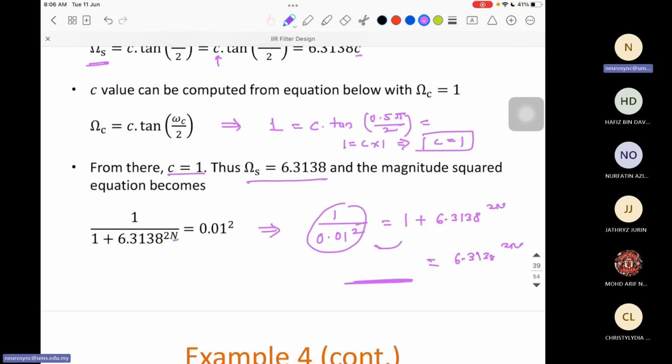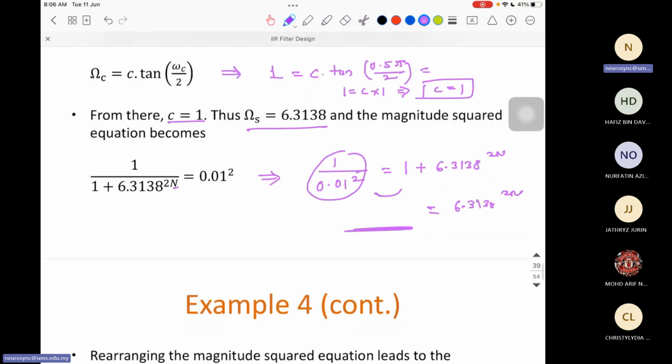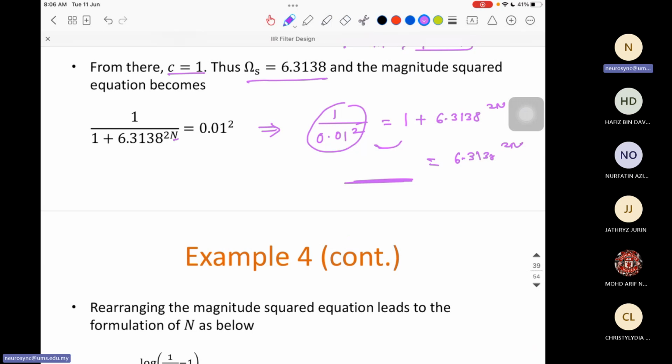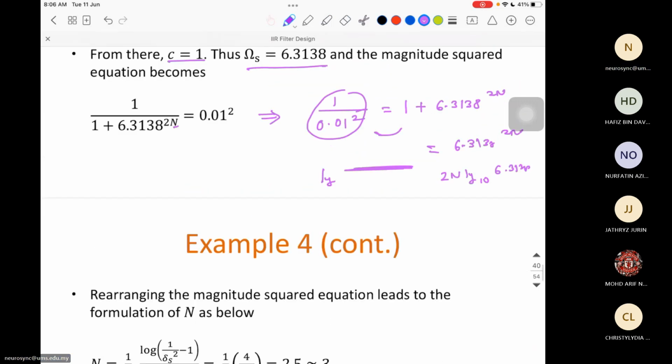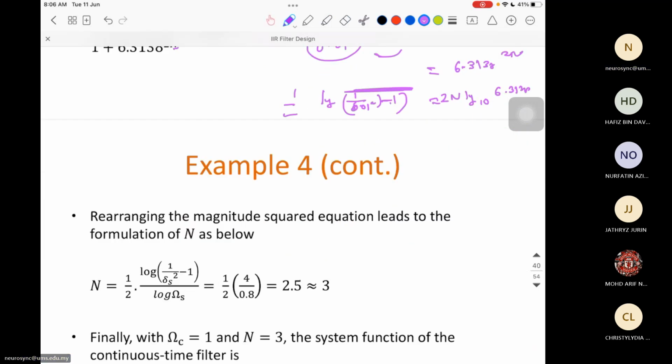Whatever value you get here, if you apply the log on both sides, you get 2N into log to the base 10 of 6.3138, and this is log of 1 by 0.01 squared minus 1. So N is 1 by 2 log of this divided by log to the base 10 of 6.31. This is basically written in this formula.